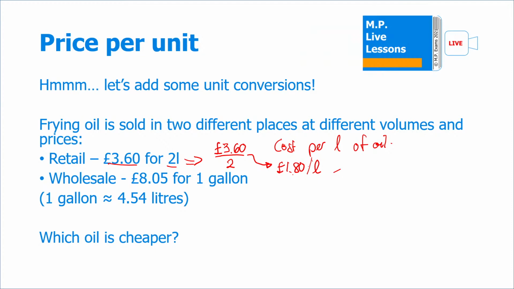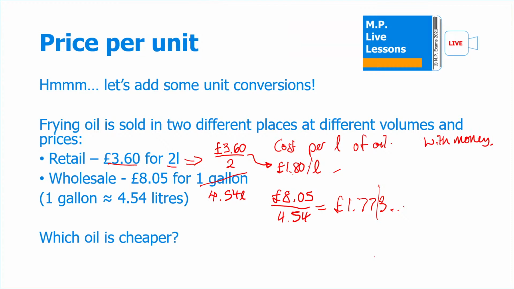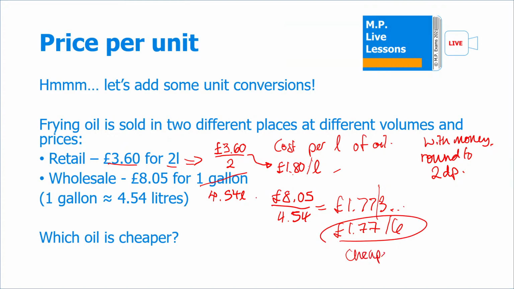For wholesale, we'll have to convert the gallons first. So we know a gallon is about 4.54 litres. So to find out the cost per litre of oil, that would be £8.5 divided by 4.54, which gets you about 1.773 on your calculator. So when you're dealing with money, round to 2 decimal places. So this would be just £1.77 per litre. So actually this is cheaper per unit.